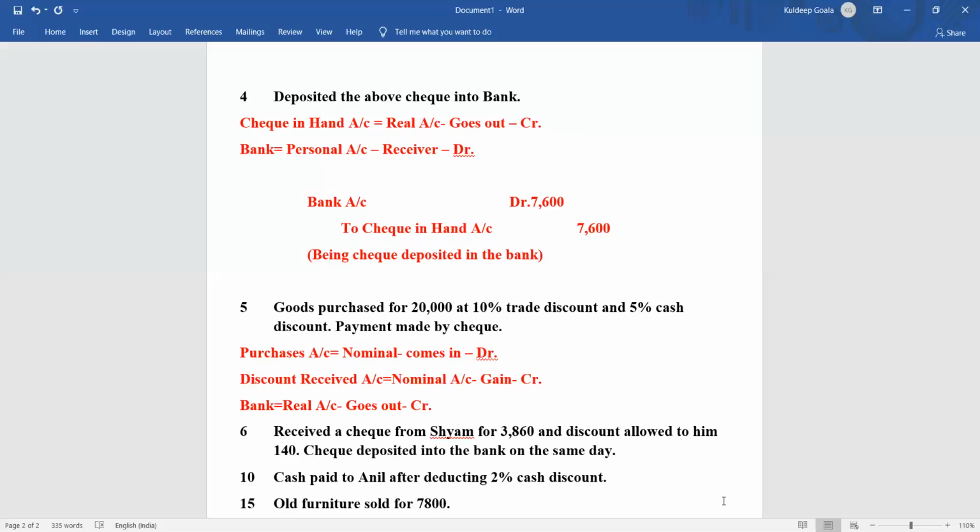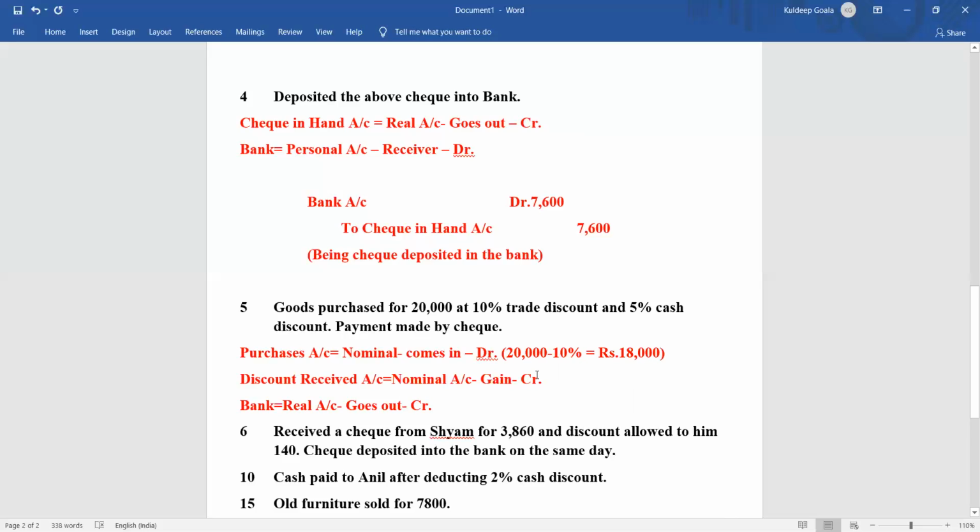Clear? Now let's find out the amount. For purchase, we know that there is a trade discount. Trade discount will not be recorded, so a flat trade discount of 10% will be deducted. Ultimately you will get rupees 18,000. If you deduct 10% from 20,000, it is 2,000, and after deducting 2,000 it will be 18,000. Clear?